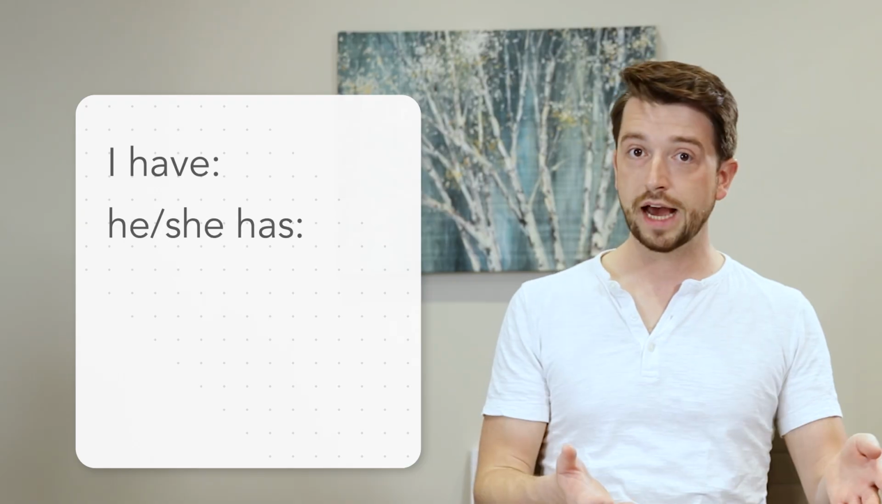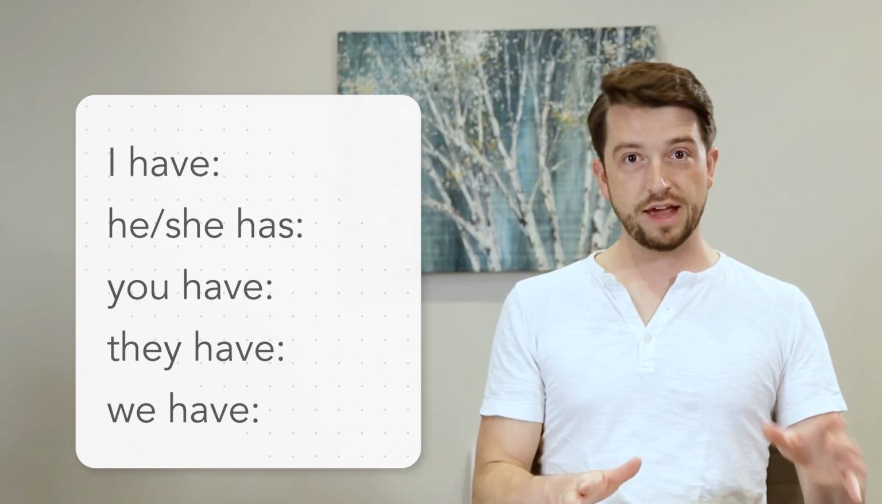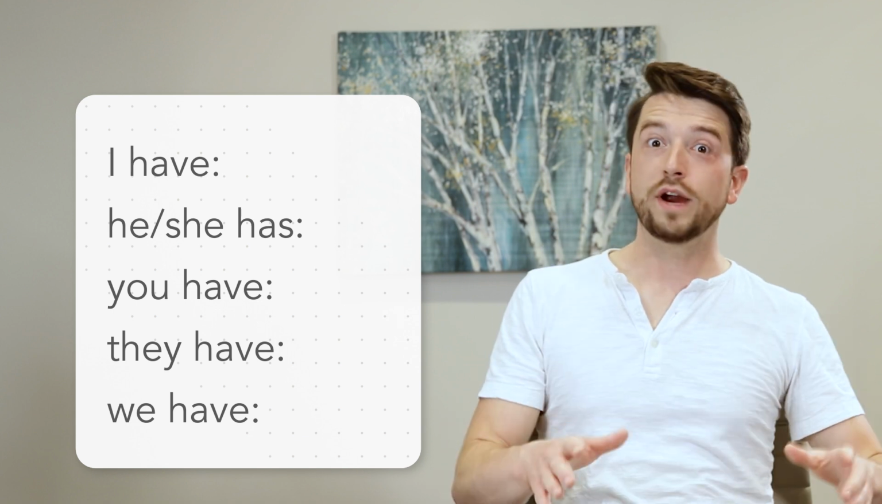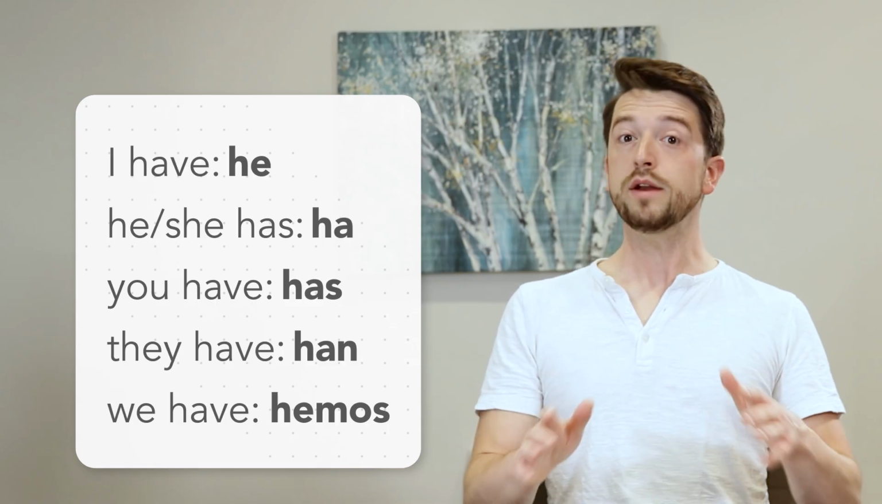And I know these all are very similar to each other, but if you need help keeping these straight, here's a quick trick. Pause the video and write out a little list like this. I have, he or she has, you have, they have, we have. And then see if you can write the correct conjugations from memory. Alright, if you got those straight, let's get some practice with them. Try to predict the right one in each of these sentences.